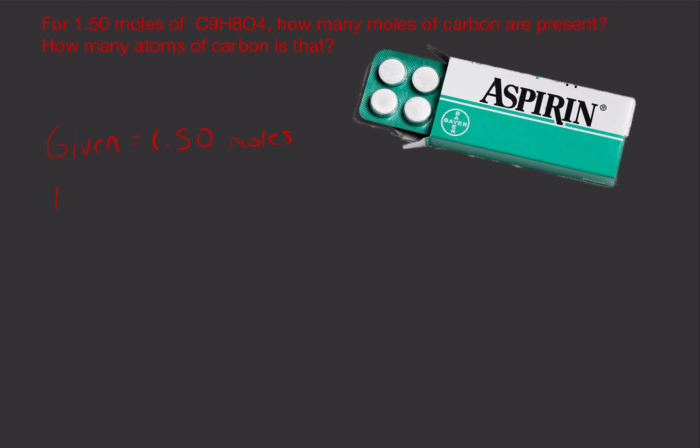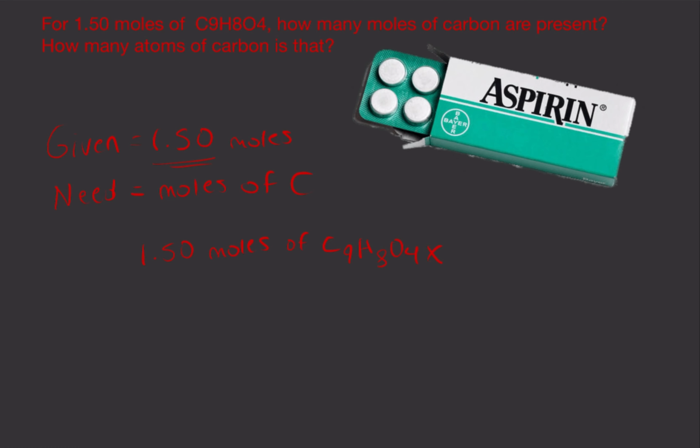We need to figure out the what? The moles of carbon. So how would we set this up? Remember, we're going to start with the given, which is the 1.50. So we'll write 1.50 moles of C9H8O4, right? Times what we need.